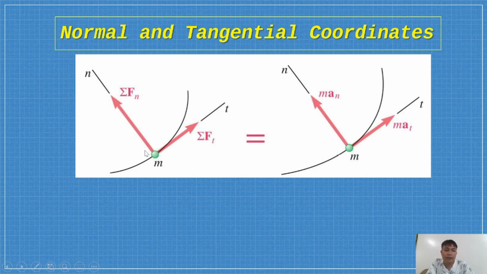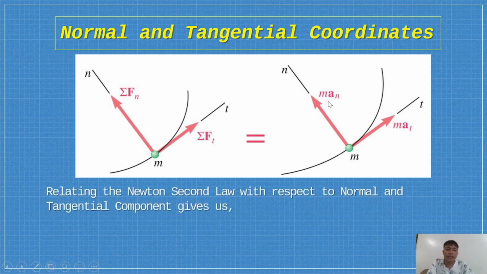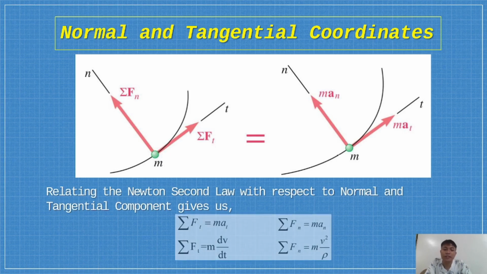So considering this for the FBD here, the summation of forces, and then here we are actually expressing that into the mass times acceleration, relating to the normal and tangential coordinates. So here the tangential will be the M A_T and the normal will be the M A_N. As I said earlier, relating the second law with respect to the normal and tangential components will give us this. For the summation of forces tangential to the path of our particle, we have this M A_T.